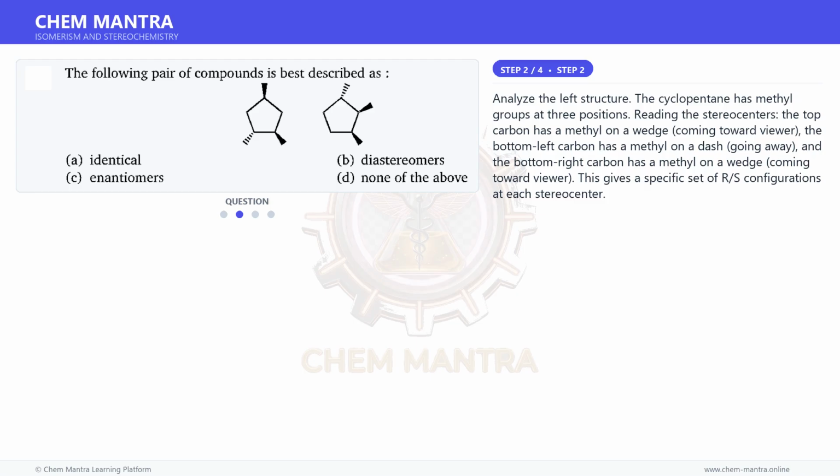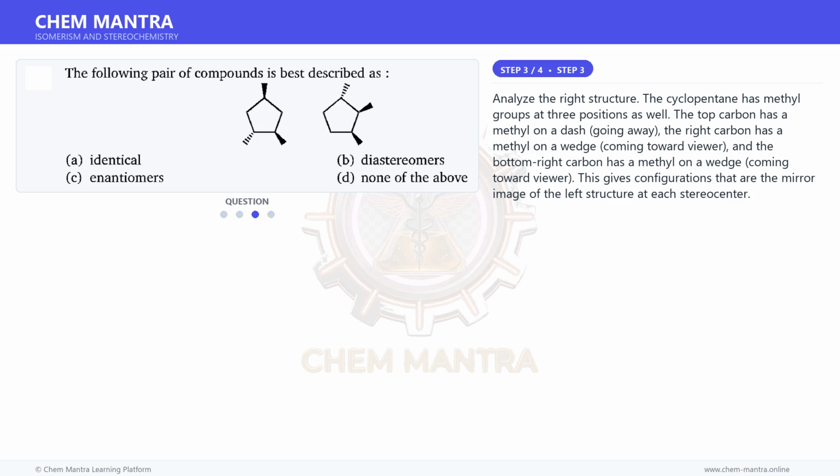Analyze the left structure. The cyclopentane has methyl groups at 3 positions. Reading the stereocenters, the top carbon has a methyl on a wedge coming toward viewer, the bottom left carbon has a methyl on a dash going away, and the bottom right carbon has a methyl on a wedge coming toward viewer. This gives a specific set of RS configurations at each stereocenter.